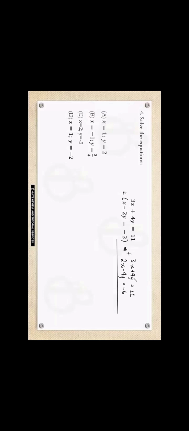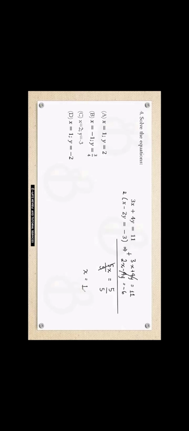So we can cancel this, and it will give us 5x is equal to 5. Finally, divide both sides by 5. Then we know that 5 divided by 5 is equal to 1, giving us 1x or simply x. So the value of x will be equal to 1.